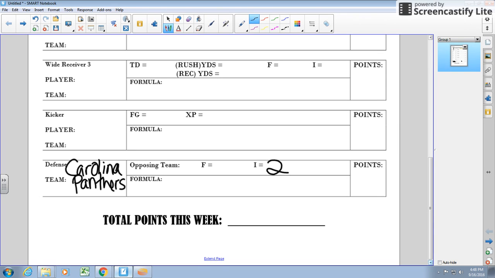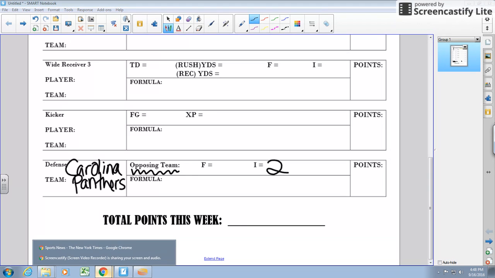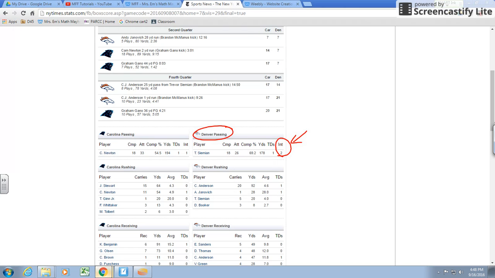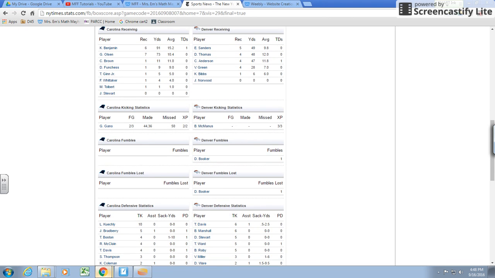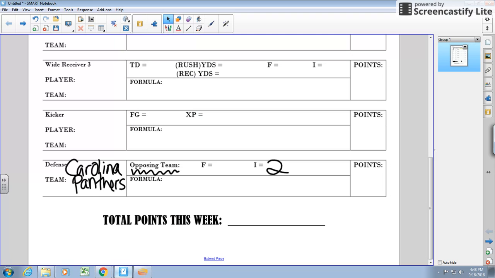Now I'm going to look at the opposing team's fumbles. So when I do that, I scroll down. Passing is what I looked at for the interceptions, and then I'm going to scroll down and look for fumbles. I just look at the fumbles. So notice when I do that, I see that there was 1 fumble. So I'm going to go back to my scoring, and I'm going to write 1 in the fumble section.